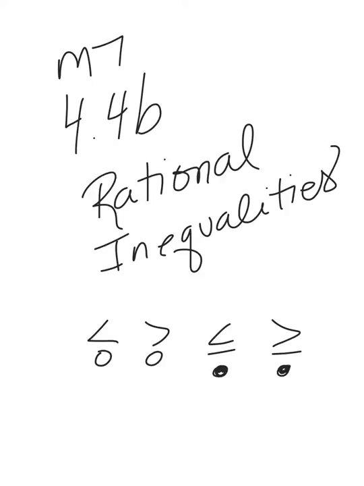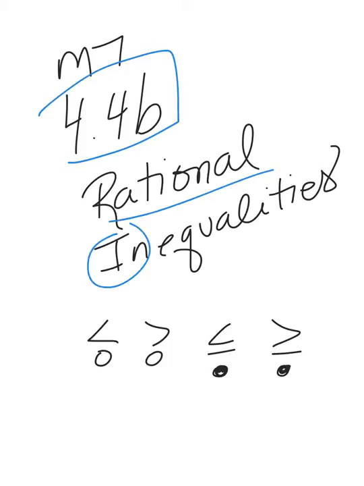Okay, 4.4b. This might be the last topic in this chapter. Now I'm going through 4.4b, rational inequalities, not equals, inequalities. You could do this. This is good. Same thing we've been doing, only we're adding fractions and decimals, basically.